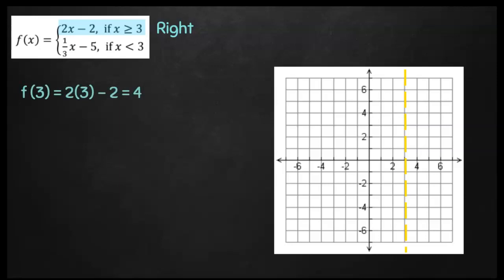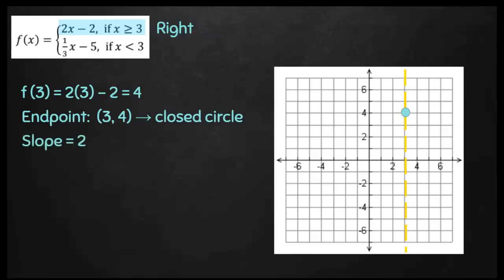So taking that 3, plugging it into my function rule, I get a y value of 4. So my endpoint is at 3, 4, and I will have a closed circle. Now my slope is a positive 2, which means because I'm going towards the right, where my x's are greater than 3, I can go up 2 and to the right 1, and then draw my line.